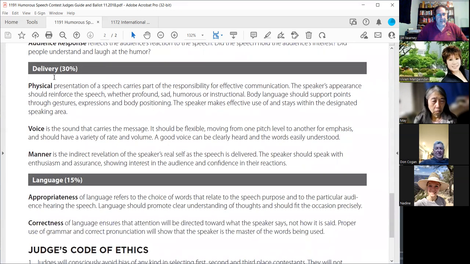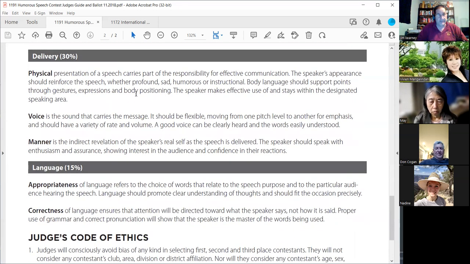Now, the delivery takes up 30% of the scoring. And all the time, you hear us constantly, I mean, every single evaluation we do, we drill it in. Oh, your gestures were this way. Oh, you could have improved. We talk about vocal variety. We talk about your facial expressions. We talk about your body language. All of these things are part of the physical presentation of a speech.